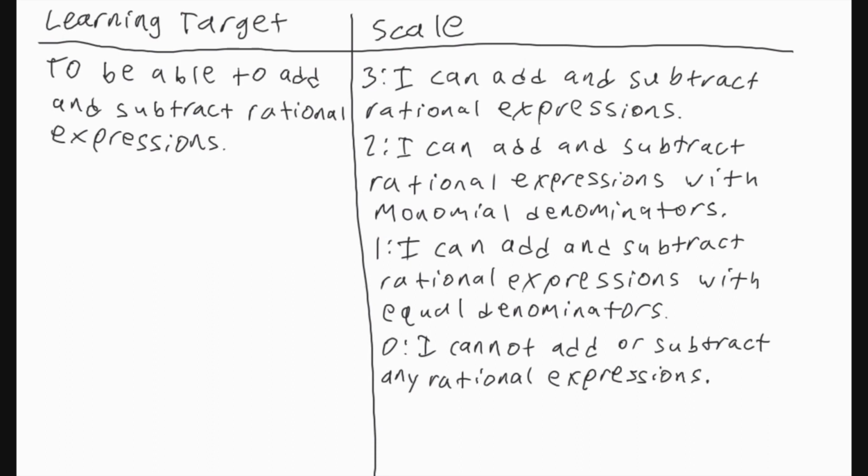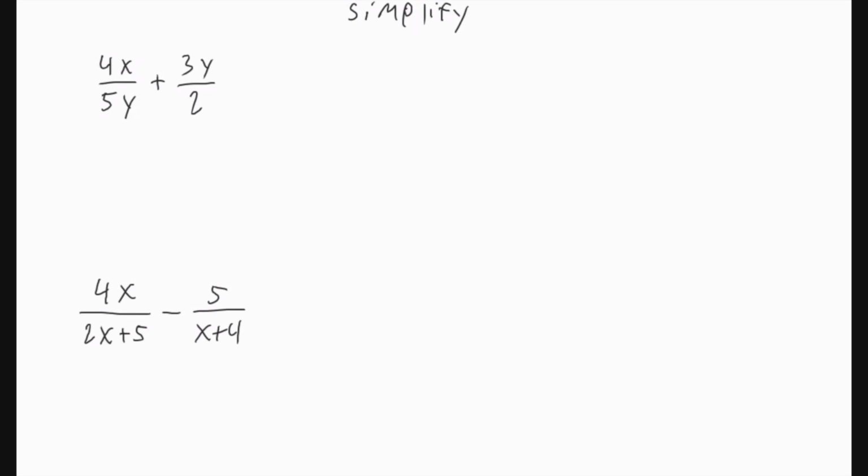Let's get started. All right, so now we're going to learn about adding and subtracting rational expressions. We've been simplifying them. We've multiplied and divided them. Now we're going to add and subtract them. So when you add and subtract rational expressions, just like any other fractions, you need common denominators. So to get common denominators, you have to figure out what you need to multiply the denominators by to make them the same.